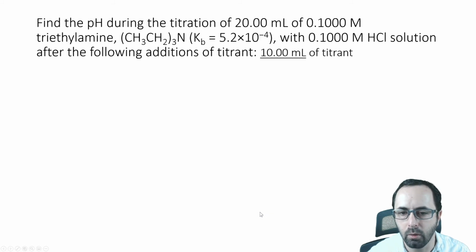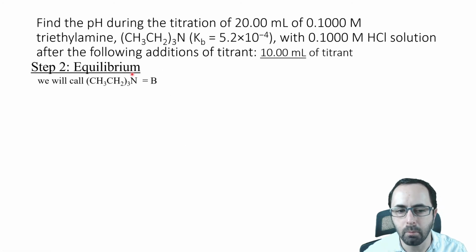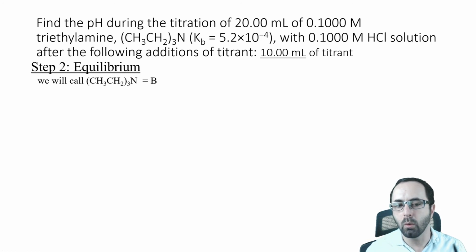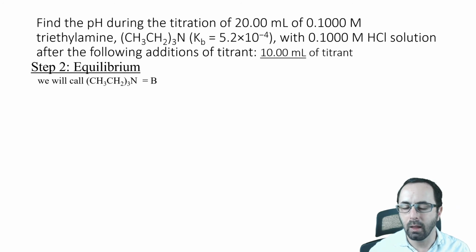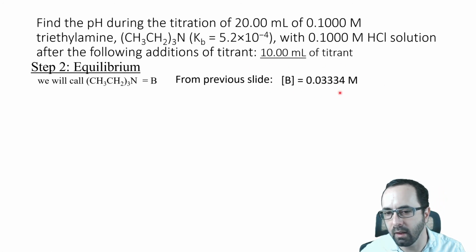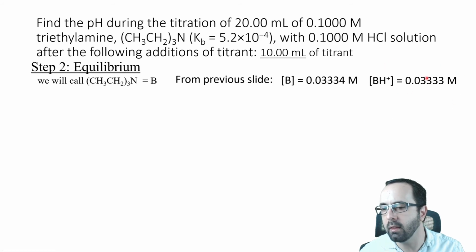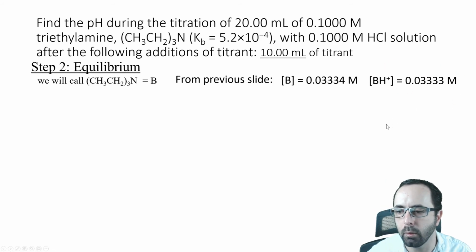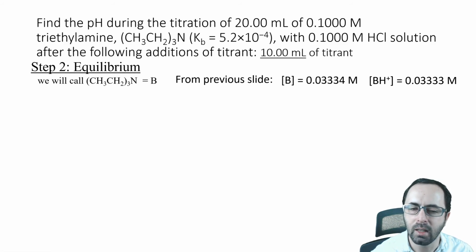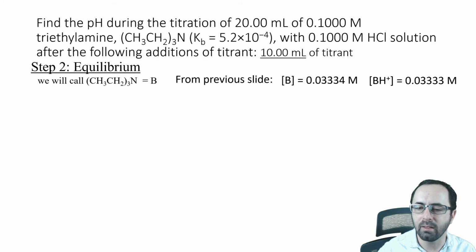Okay, and so now we're going to go to step 2, equilibrium. Again, we're calling the weak base B. And so at this point, the equilibrium involves the weak base behaving like a base, or equivalently, and just copying from the last slide here, we have weak base 0.03334 molar, and the conjugate acid 0.03333. Now the thing about the Henderson-Hasselbalch equation is it's stated in terms of acids, pKa.